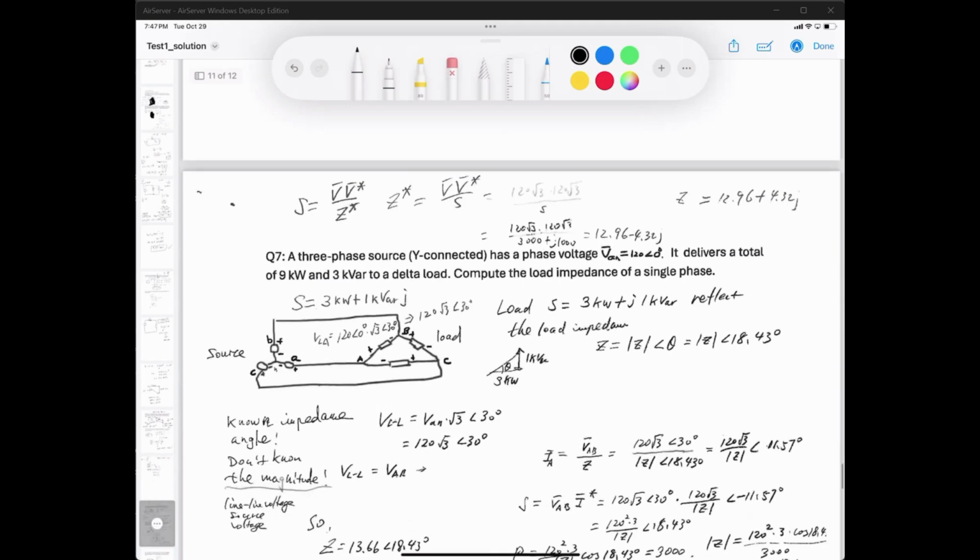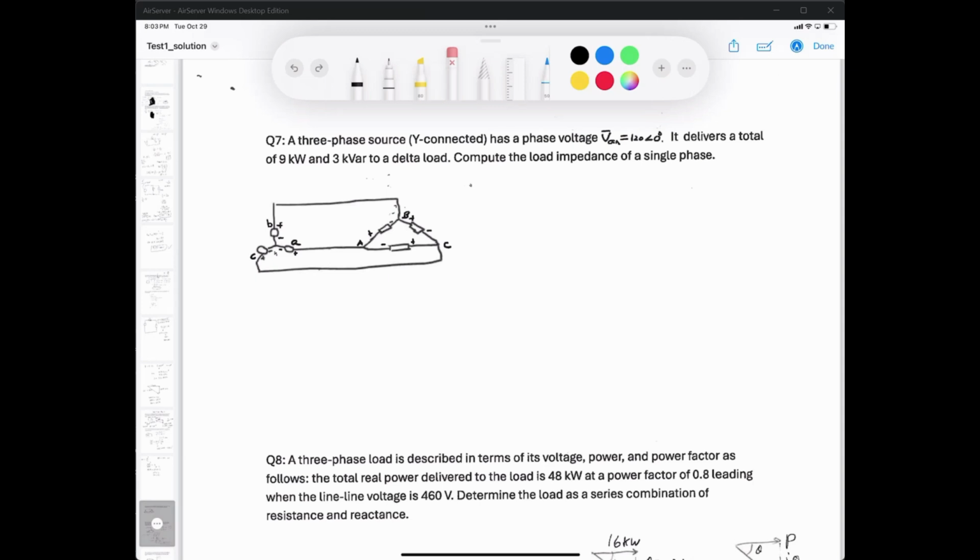Let me erase all the work. Alright, so if we want to compute the load impedance of a single phase, we need to figure out the magnitude of the impedance and the phase angle.